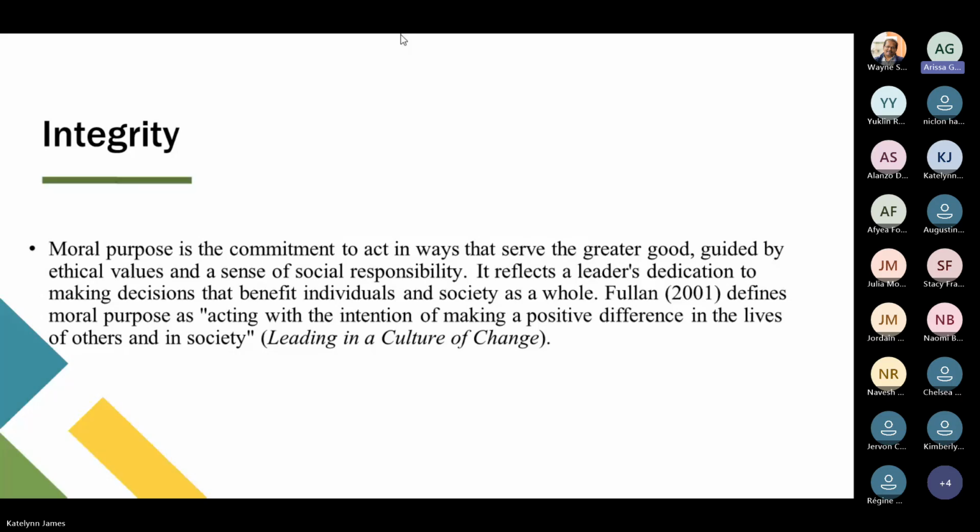Moral purpose is the commitment to act in ways that serve the greater good, guided by ethical values and a sense of social responsibility. It reflects a leader's dedication to making decisions that benefit individuals and society as a whole. Fullan defines moral purpose as acting with the intention of making a positive difference in the lives of others and in society.